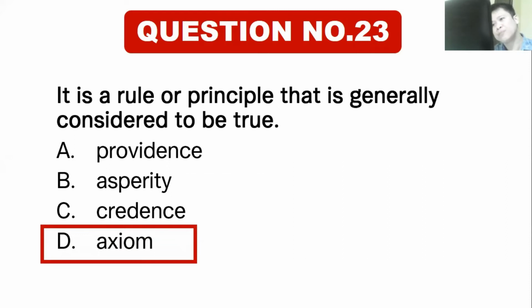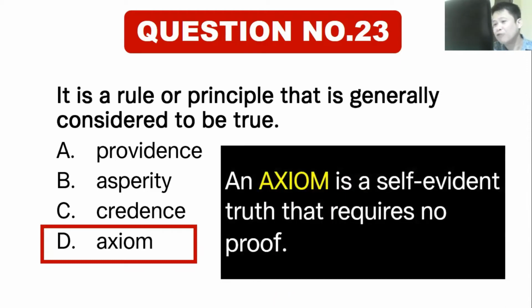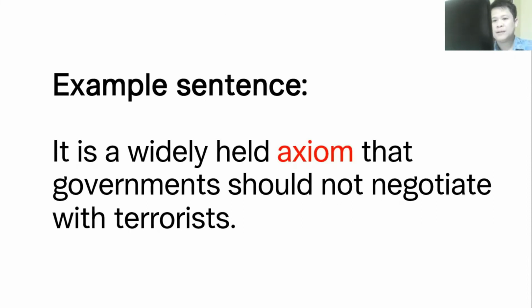Action is a rule or principle that is generally considered to be true. And an action is usually accepted as something that is true by everybody. An action is a self-evident truth that requires no proof. Example sentence, it is a widely held action that government should not negotiate with terrorists.